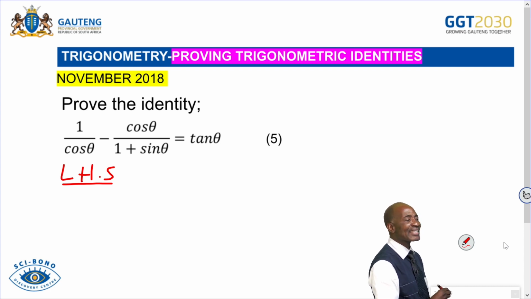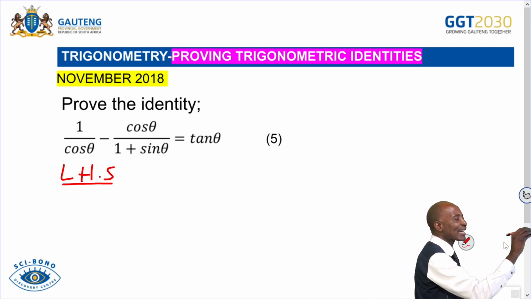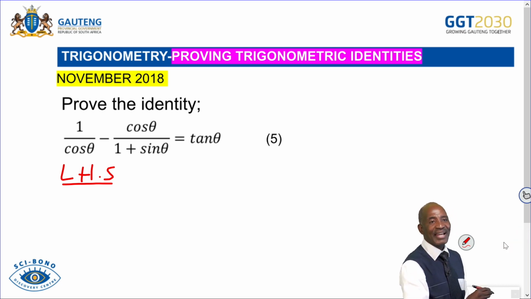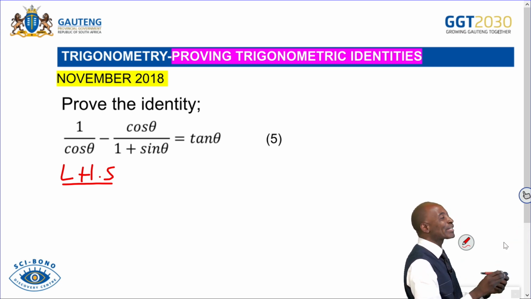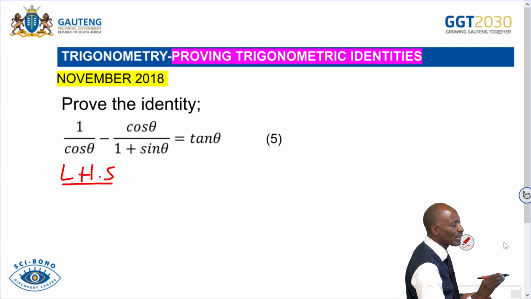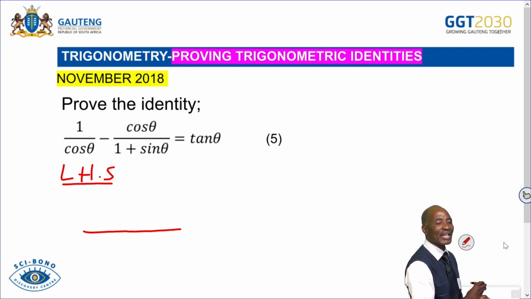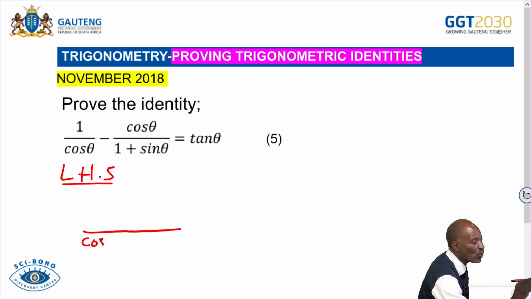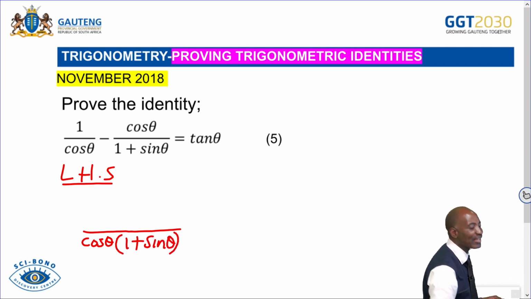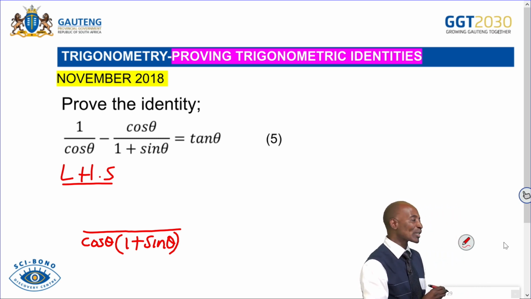I realize that these are just fractions. Every time I get fractions of this nature, I have to find a common denominator, which may not always be the lowest. But the easiest way of finding a common denominator is to find the product of the two denominators, which in this case is going to be cos theta times 1 plus sine theta. Multiplying those two will give you your denominator.